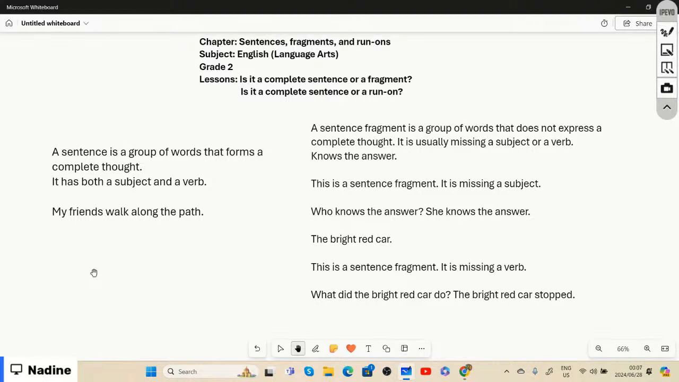So when it comes to sentences, fragments, and run-ons, a sentence is a group of words that forms a complete thought. So that is a sentence. And a sentence has both a subject and a verb.